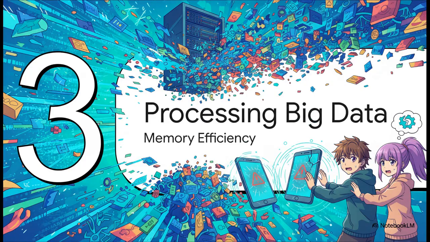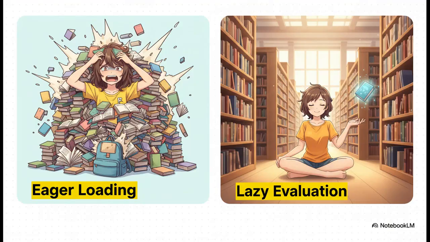Okay, success. Our app is talking to the server and it's getting data. But what happens if the server sends back a massive amount of it? We're talking millions of records. If we're not careful, our shiny new app is just gonna crash. This is a classic problem. The first approach, eager loading, is like trying to download an entire library's worth of books all at once. You'll run out of space, or in this case, memory, almost instantly.